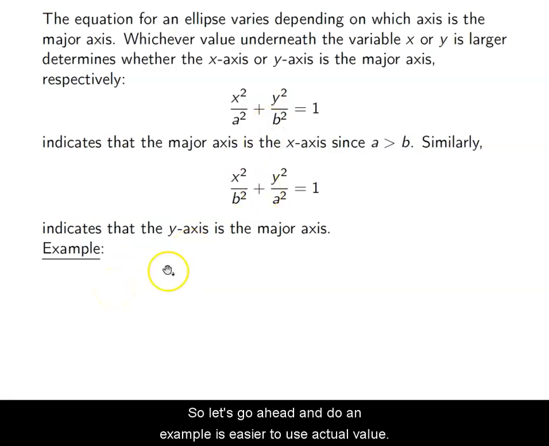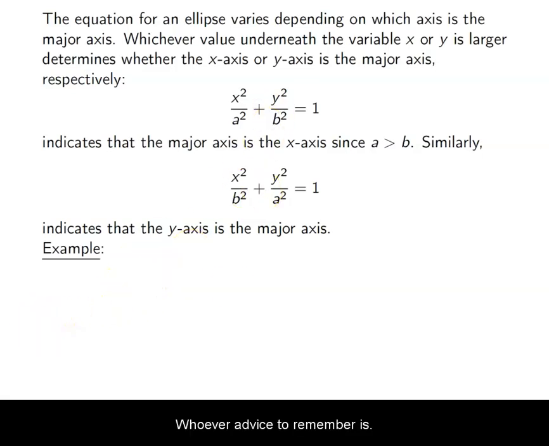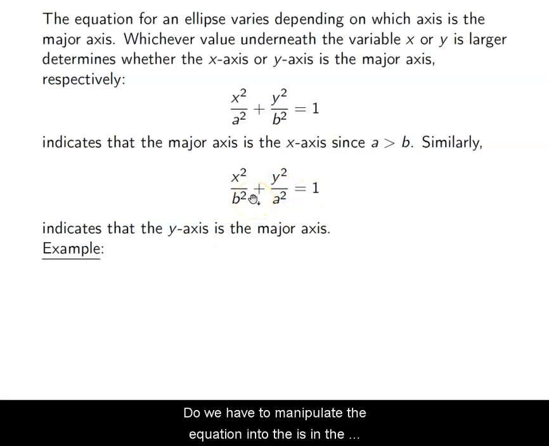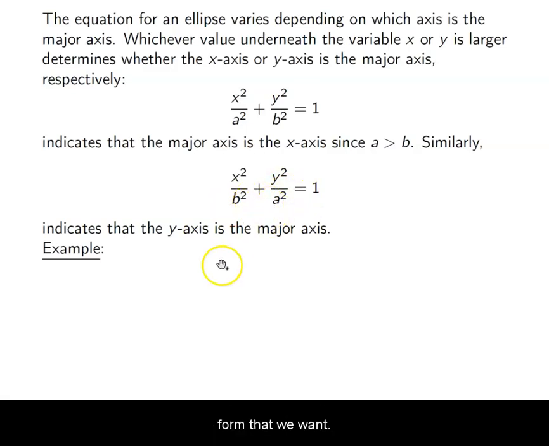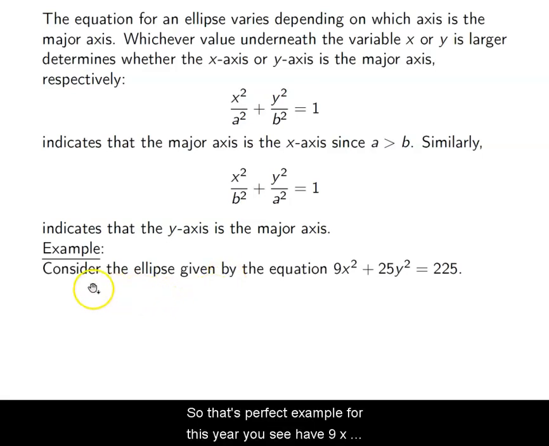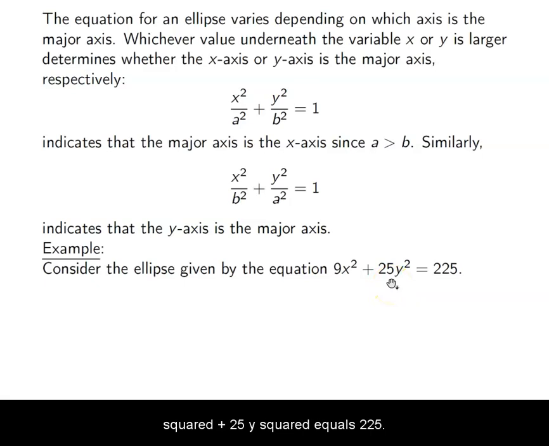It's easier to use actual values to be able to point this out. The word of advice to remember is if our equation is not in the form that we want, then we have to manipulate the equation until it is in the form that we want. So that's a perfect example for this. Here you see I have 9x squared plus 25y squared equals 225.